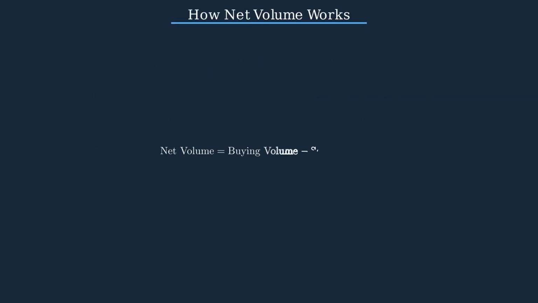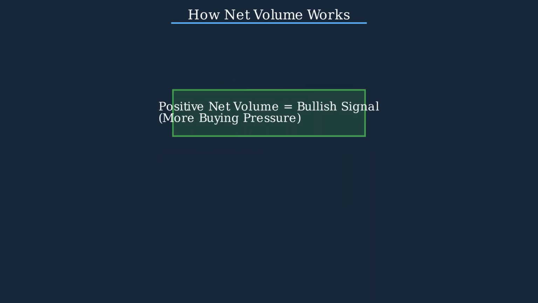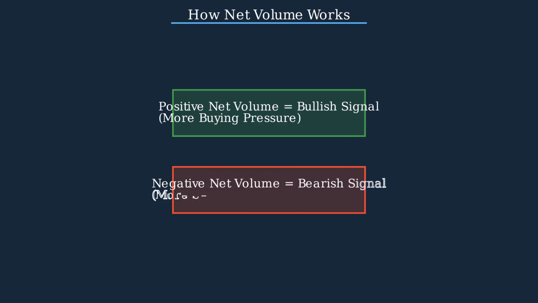How net volume works. Net volume is calculated by subtracting selling volume from buying volume. Buying volume represents trades executed at the ask price, pushing prices up, while selling volume represents trades at the bid price, pushing prices down. When net volume is positive, it indicates stronger buying pressure, which is considered bullish. Conversely, negative net volume shows stronger selling pressure, which is bearish.